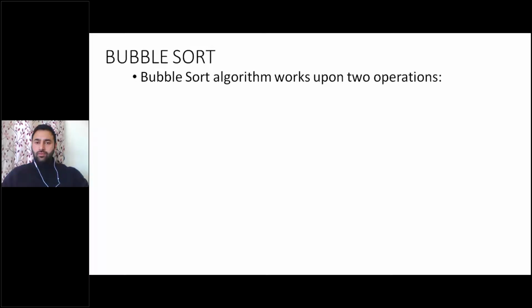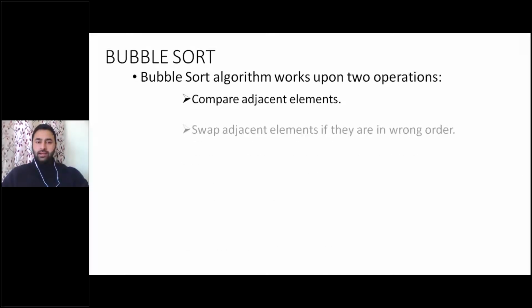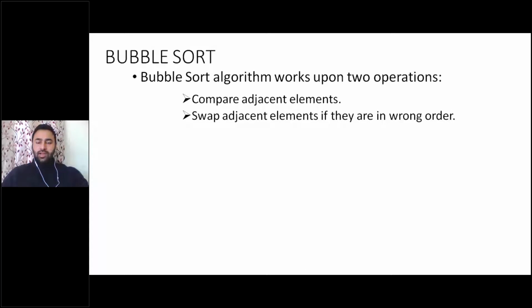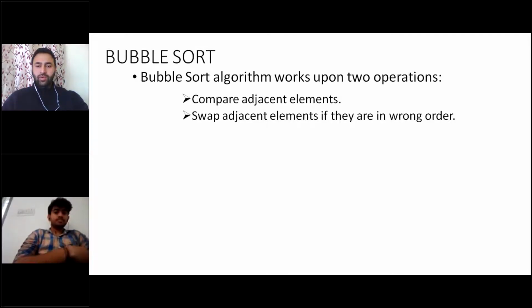Comparing adjacent elements, and this is the first operation, and swapping. Okay, this is the right answer. First of all, you have to compare adjacent elements and then swap those adjacent elements if they are in the wrong order. What is wrong order? Suppose we are arranging elements in ascending order and the previous element in an array is greater than the next element, then they are in the wrong order. So we have to swap them.